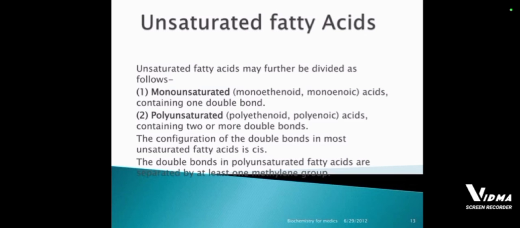Next is unsaturated fatty acids. Unsaturated fatty acids may further be divided into two types: monounsaturated and polyunsaturated. Monounsaturated contain one double bond and polyunsaturated contain two or more double bonds. The configuration of the double bonds in most unsaturated fatty acids is cis. The double bonds in polyunsaturated fatty acids are separated by at least one methylene group.